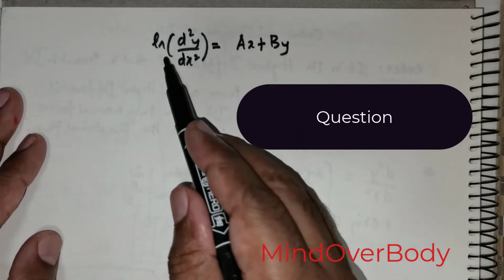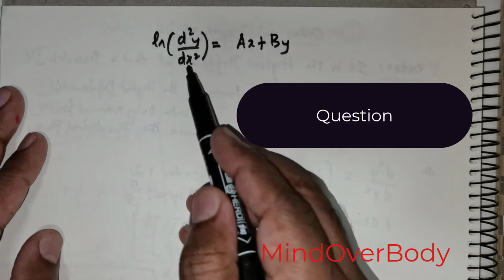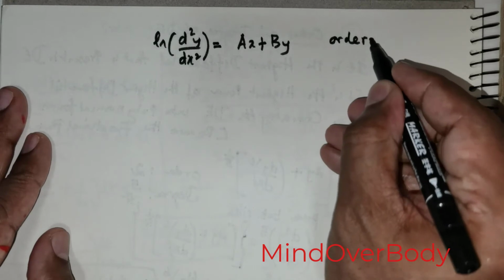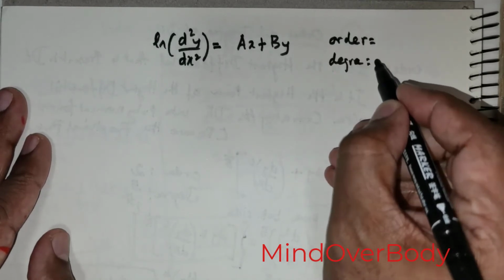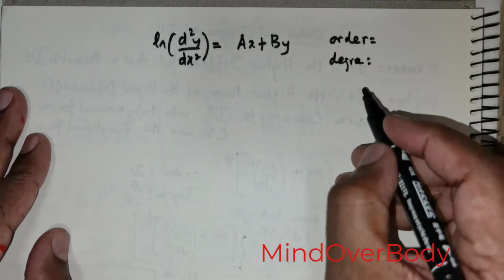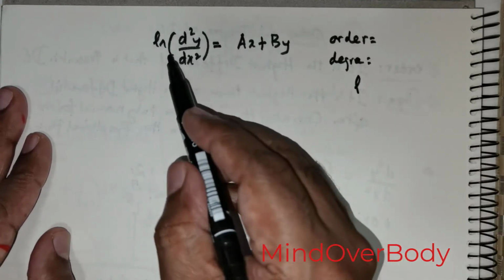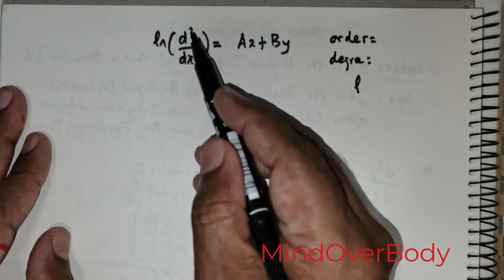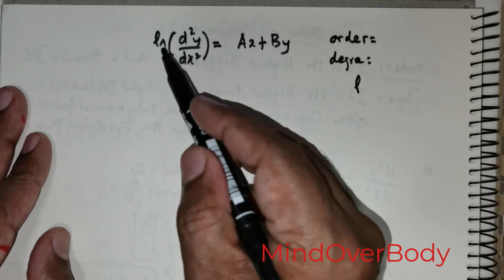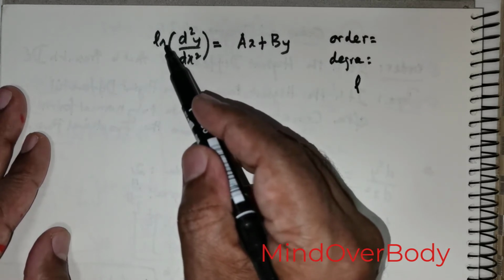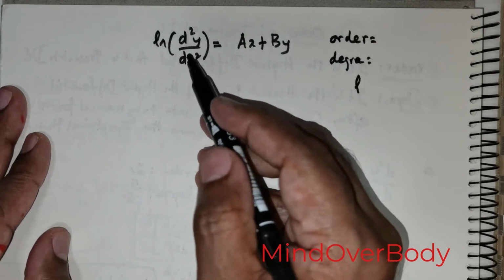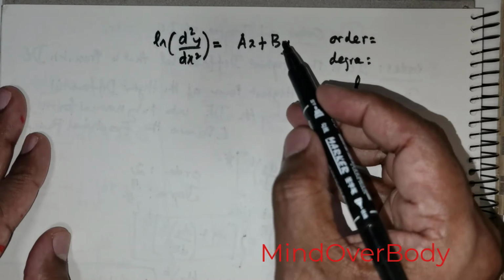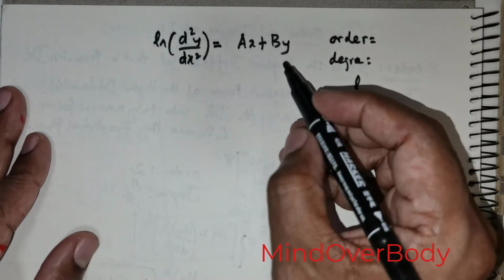Students, we are given this question: ln of d squared y over dx squared is equal to a times x positive b times y. We are expected to find the order and the degree. Foremost, we will have to rewrite this in polynomial form. Now you might be wondering, the differential quantity d squared y over dx squared is present inside a logarithmic function, and we have seen a question where d squared y over dx squared was fused inside a logarithmic function, and we immediately concluded that the degree of the equation was undefined.